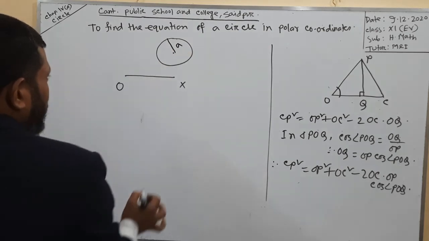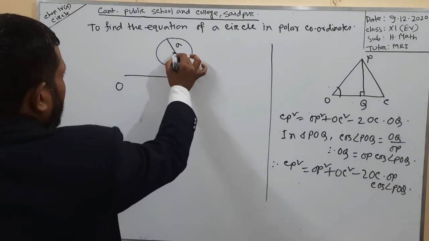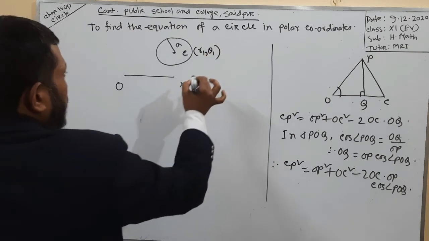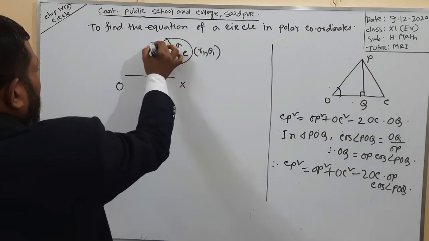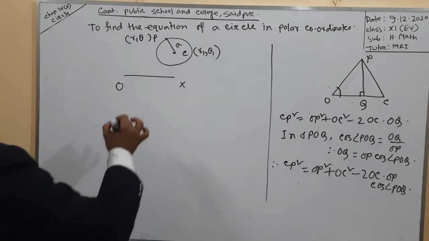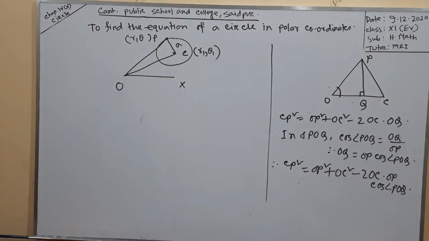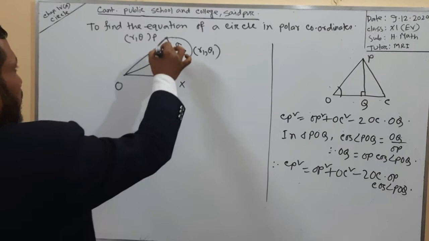Let A be the radius of a circle with center C (R1, theta 1), and P be any point on this circle. The polar coordinates of P are (R, theta). If I join OC and OP, according to this figure, we get OC is equal to R1 and OP is R.